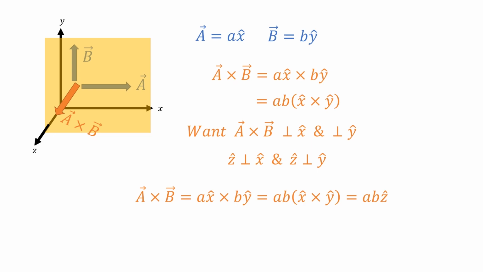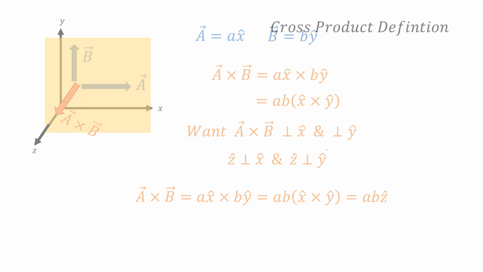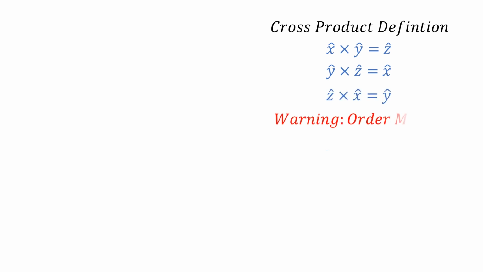Cross product is defined such that the result of crossing two directional unit vectors is the remaining unit vector. The overall definition of cross product is x hat cross y hat equals z hat, y hat cross z hat equals x hat, and z hat cross x hat equals y hat. However, order matters. Y hat cross x hat is negative z hat, z hat cross y hat is negative x hat, and x hat cross z hat is negative y hat. Flipping the order of the cross product flips the resulting sign.